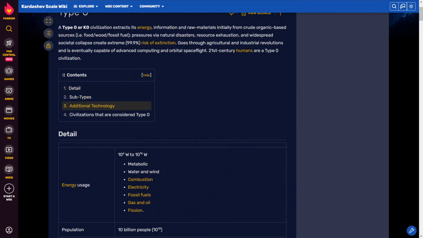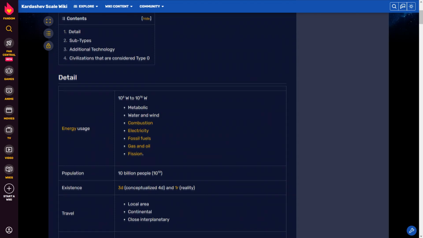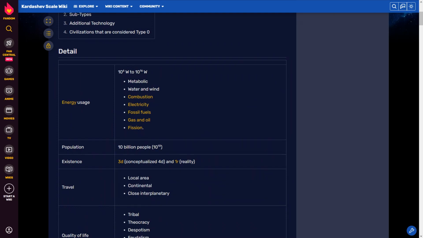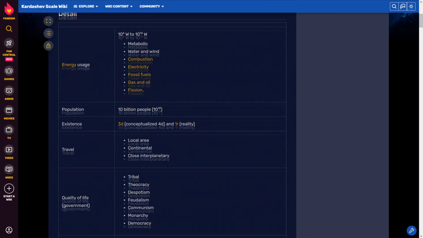Okay, so we got details, subtypes, additional technology, and civilizations that are considered 0. So, energy usage. 10 to the 6th W to 10 to the 16th W. Not sure what that's watts. Metabolic, water and wind, combustion, electricity, fossil fuels, gas and oil, and fission. And these all seem to have their own pages. So there's the combustion engine, electricity, fossil fuel power stations, which is like dinosaur bones, I guess, gases and oil, and nuclear fission. Population 10 billion people, 10 to the 10th.